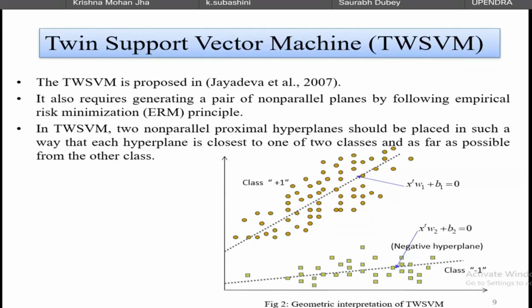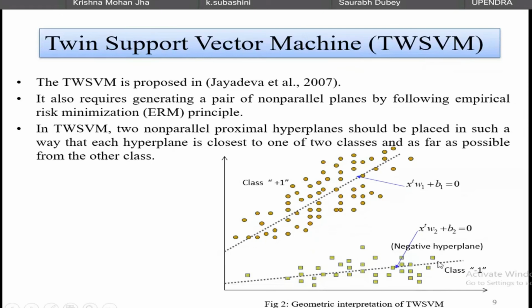In that case, we are considering it as the positive hyperplane. This is the positive hyperplane, and because its class is -1, we call the other a negative hyperplane. The hyperplane equation we are assuming is x transpose W1 plus V1 is equal to 0. And for this negative hyperplane, we are considering x transpose W2 plus V2 is equal to 0. So ultimately the final classifier will be a mean of these two functions, or you can say these two hyperplanes.